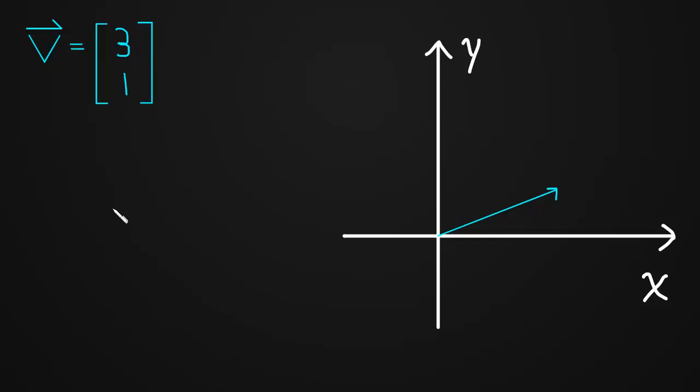Let's find the length of v equal to 3, 1. But before we do that, let's just get some notation out of the way. When we're talking about the length of a vector, we write these double bars around it, almost like a double absolute value around the vector. And this is read "the length of v".